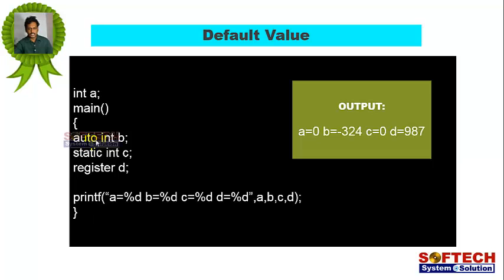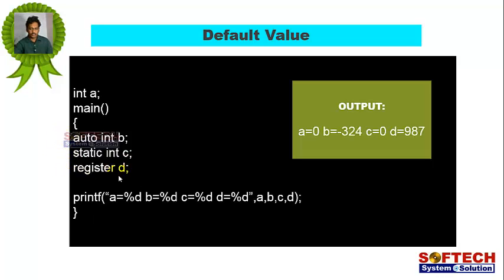For the automatic storage class, the memory is RAM. The default value is garbage value. The scope of the variable is local, and the life of the variable is local. Here static integer c. In the static storage class specifier, c is allocated a location from RAM memory. The default value is 0. But life is global, scope is local.